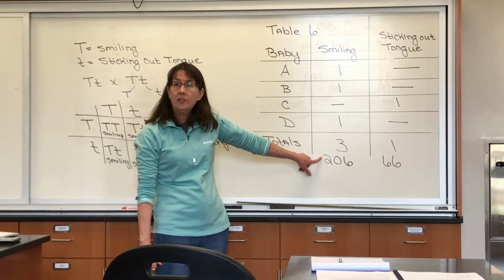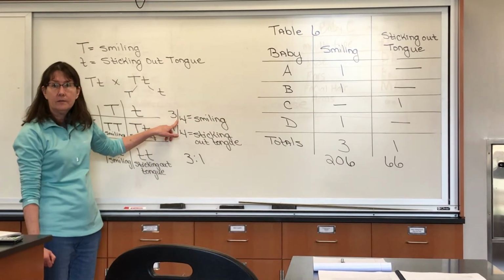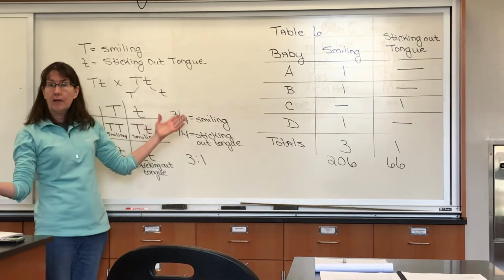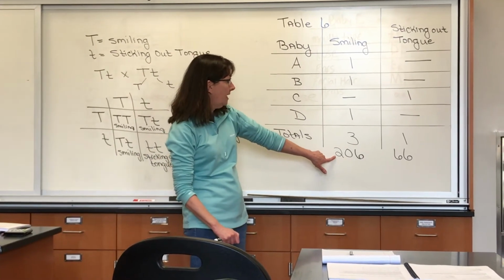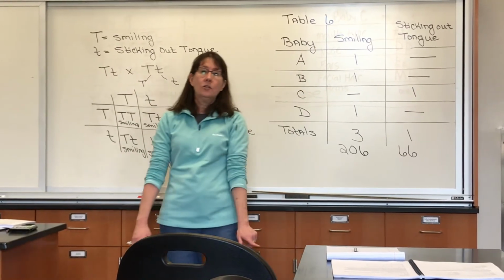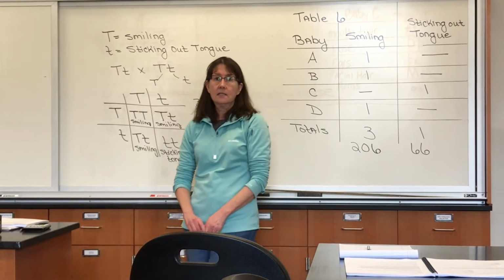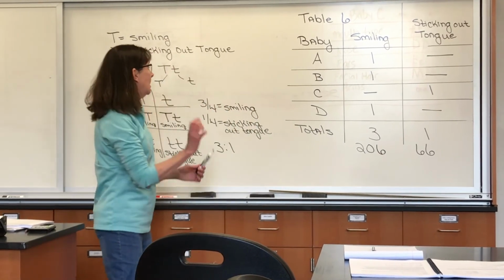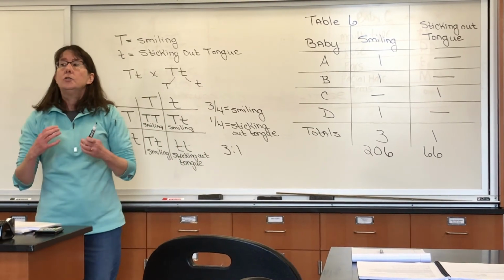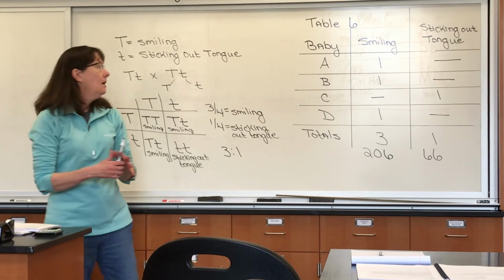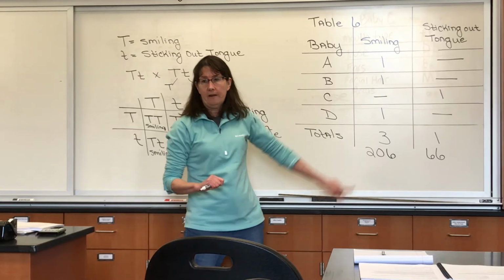And if you take 272 times 0.75, or 75%, 3/4, you would get 204 that should have been smiley and 68 that should have been sticking out their tongue. We have 206 to 66. Very close to that precise 3-to-1 ratio that we were looking for. So the larger the sample size, the better it matches Mendel's patterns of inheritance.